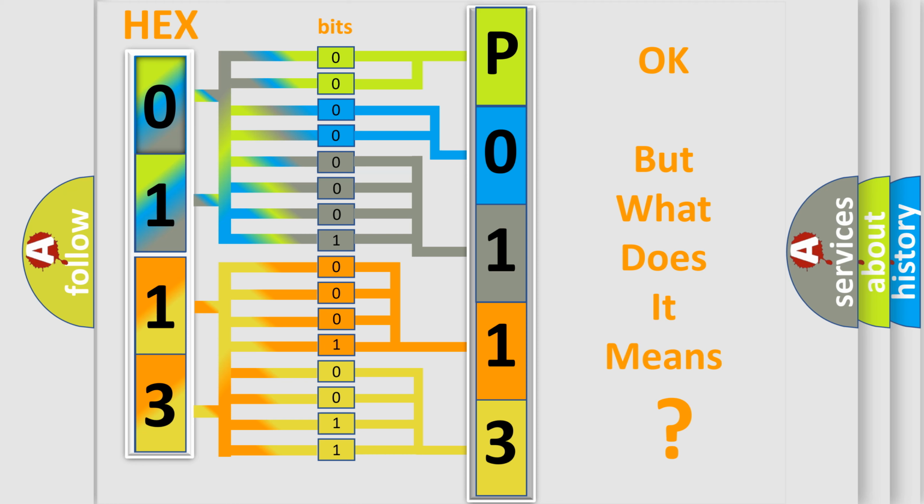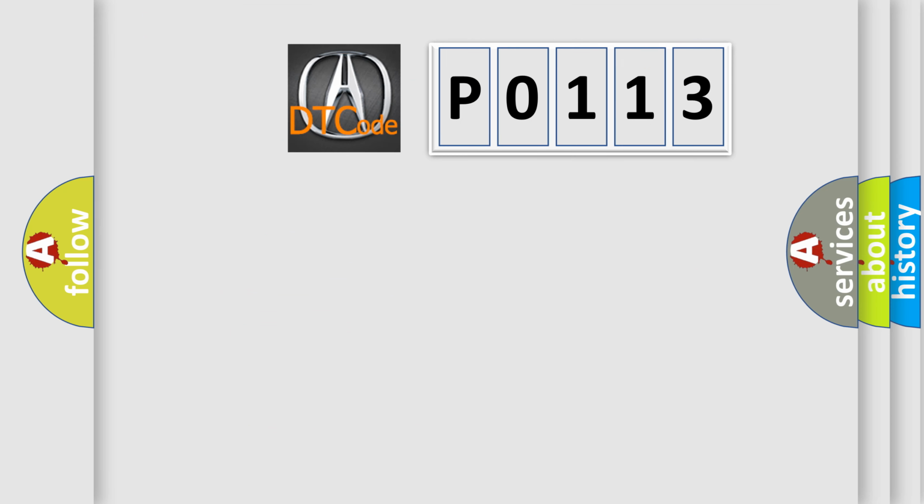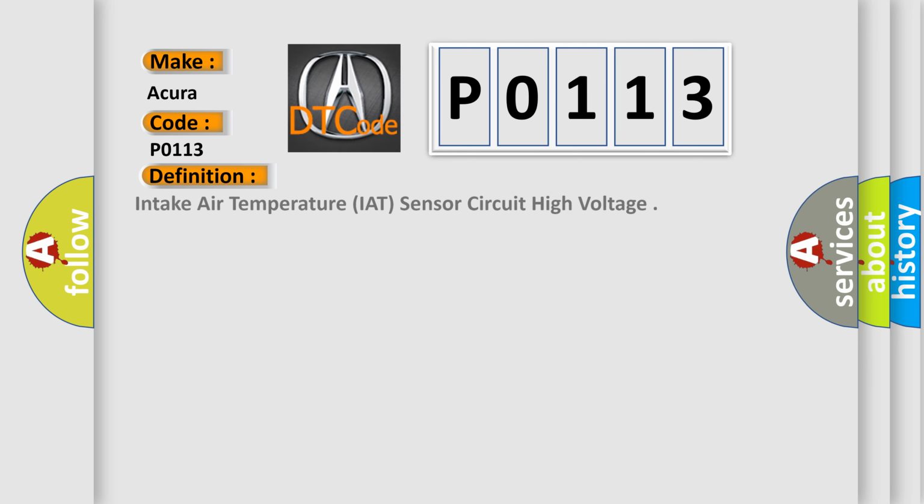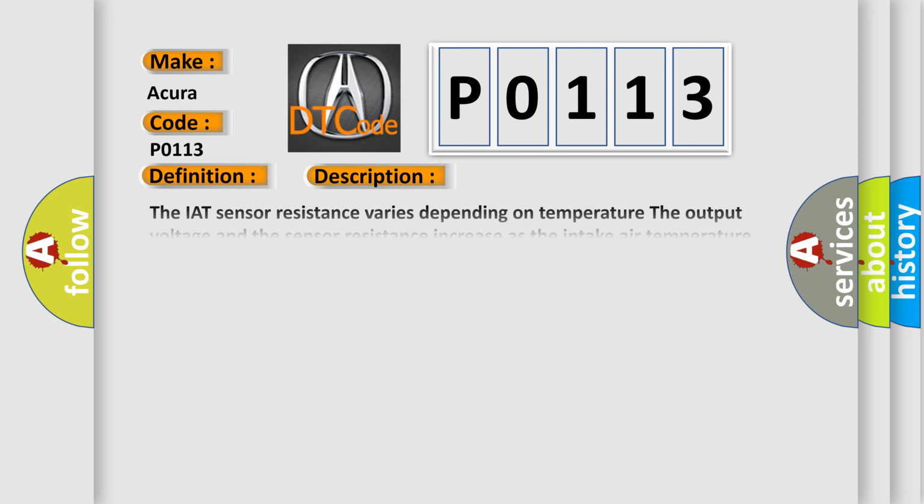The number itself does not make sense to us if we cannot assign information to what it actually expresses. So, what does the Diagnostic Trouble Code P0113 interpret specifically for Acura car manufacturers? The basic definition is intake air temperature IAT sensor circuit high voltage. And now this is a short description of this DTC code.